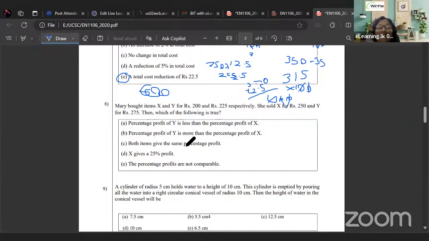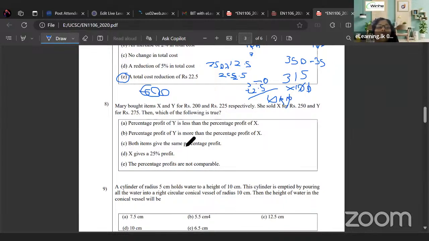X is bought for 200, then sold for 250. Profit is 50. Y is 225, then Y is sold for 275. Right? No, then the percentage of Y is more than, or both items give the same percentage profit. That's true. Right?